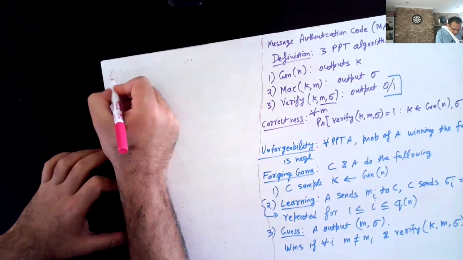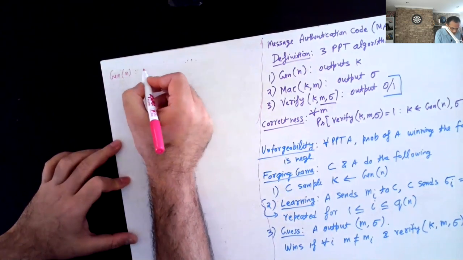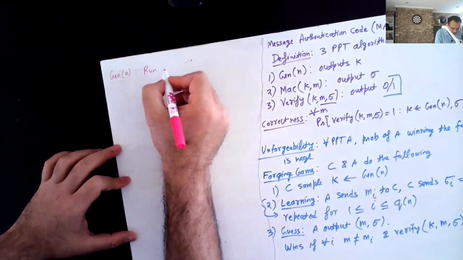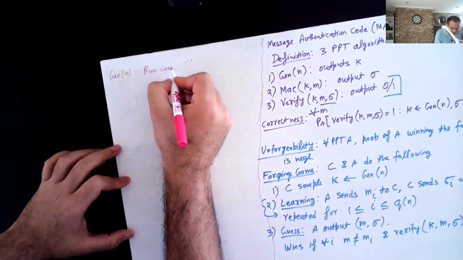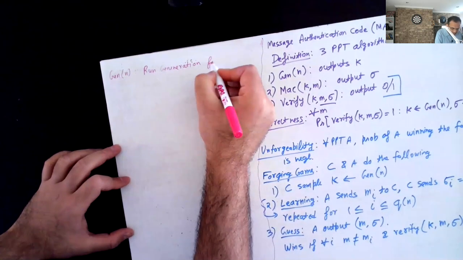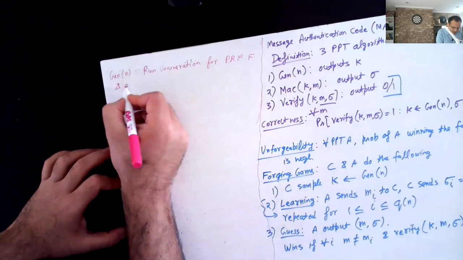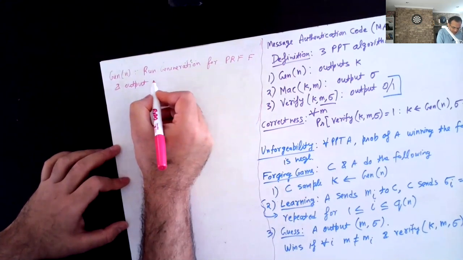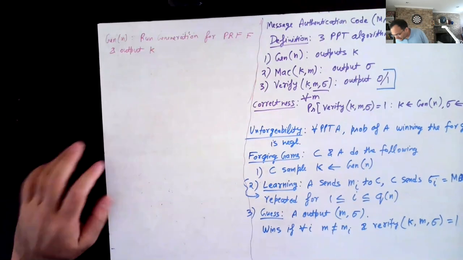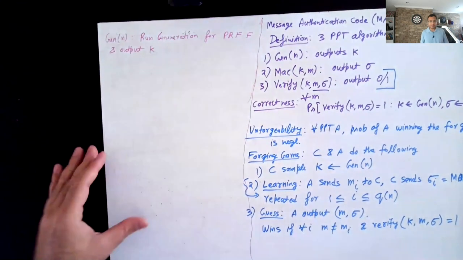So here is the key generation algorithm. Run key generation for the given PRF. Let's denote this PRF by F, and output the key K. Even in PRFs, we had an algorithm to generate the secret key, or the seed in that case. I hope it is visible. If it is not, then let me know. I can use a different marker.